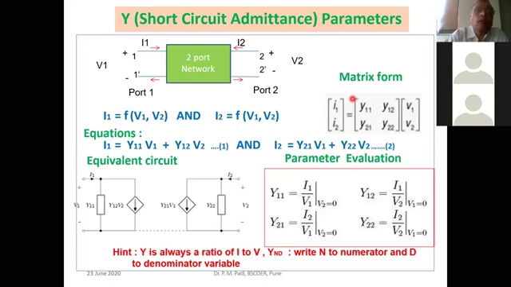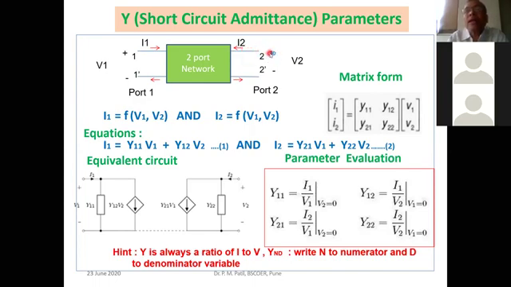So let us start with Y parameters, or short circuit admittance parameters. As we have seen, a two-port network is simply a black box having two ports, 1 dash as one port and 2 dash as the second port. We have assumed that the current and voltage at port 1 are V1 and I1, and voltage and current at port 2 are V2 and I2.